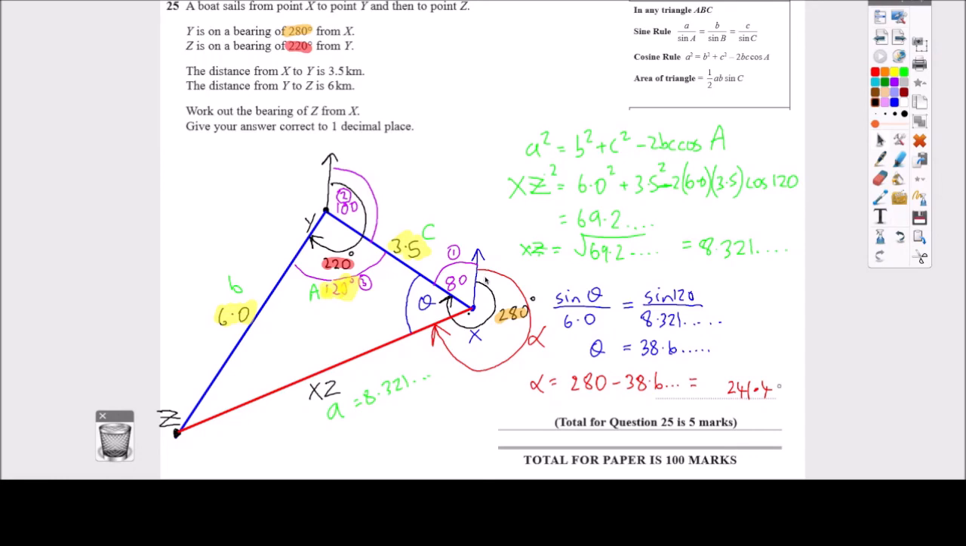So if the black angle all the way around there is 280, yet this little element of it is 38.6, the bearing that I'm looking for, okay, the bearing of Z from X, this angle that I'm calling alpha, this red angle, that's what the question is actually asking me to work out. That's going to be the black angle, 280 degrees, take away theta that I've just worked out at 38.6, which is 241.4. Again, I thought the last two questions on this paper were very, very challenging.